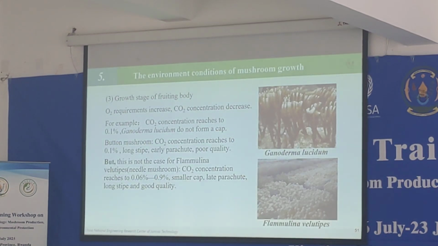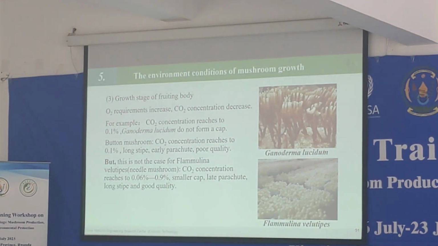Very important. Here we take a special example. For Ganoderma, we add carbon dioxide. If the carbon dioxide concentration is high, the stem grows like this. Normally the Ganoderma cap is like a cap, but this one has no cap.